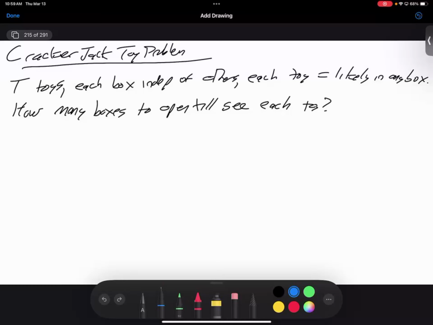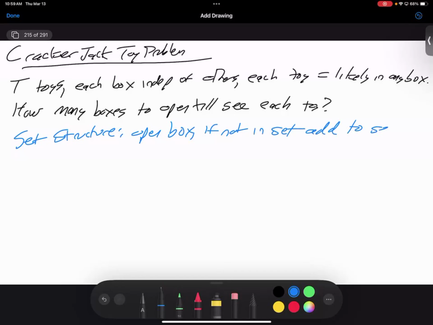We need to keep track of what we've seen so far. So we could either have some sort of set structure, or we could have that trick with 1, 10, 100, and then just keep a sum and check if we've seen something. Okay, so we could do a set structure. Open box. If not in set, add to set. Keep doing till set of size t.